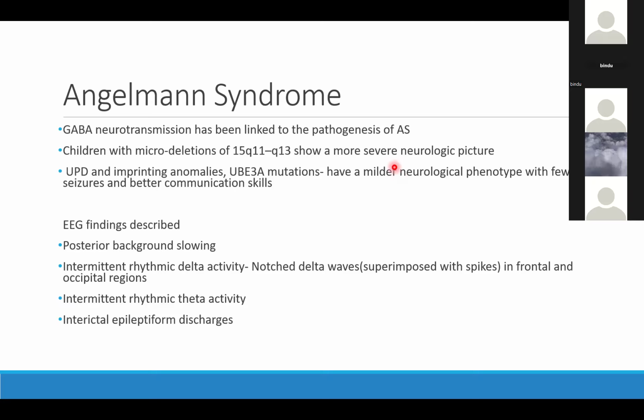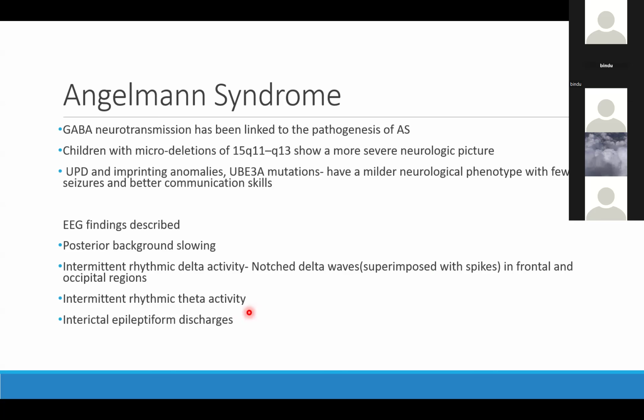EEG findings described in Angelman syndrome include posterior background slowing. There can be intermittent rhythmic delta activity, and there can be classical notched delta waves, that is, delta waves superimposed by spikes, predominantly seen in frontal or occipital regions. And there can be rhythmic theta activity similar to rhythmic delta activity, as well as IEDs.